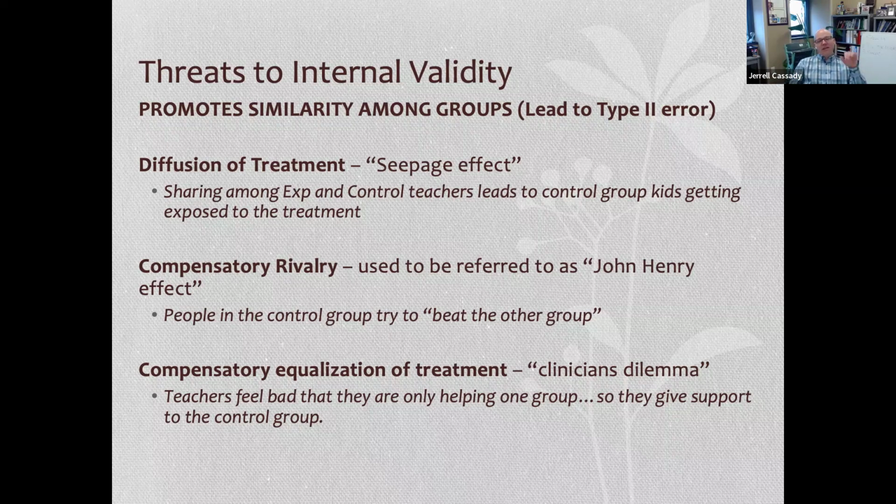And then the last one is more commonly occurring, and that's compensatory equalization of treatment. This is more likely to occur in a situation where an instructor or an interventionist says, well, I'm going to have half of my subjects, or half of my students, get the treatment, and half of my students not get the treatment. And they start doing it for a week or whatever, and then they realize it works. And then they're like, I can't continue to give one group a leg up over the other group.